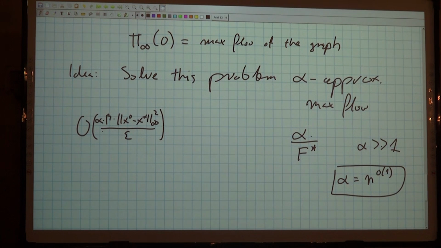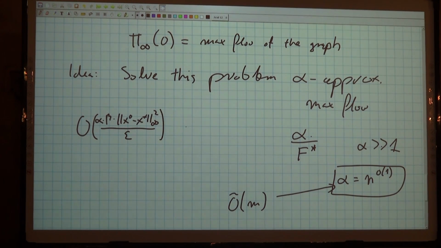Okay? So essentially here, that's the trick. So now the question is, how fast can you solve it if I just care about n to the little o of 1 approximation? Well, I showed at some point that you can really do it in linear time as well, if you just care about polylog approximation or n to the little o(1) approximation.